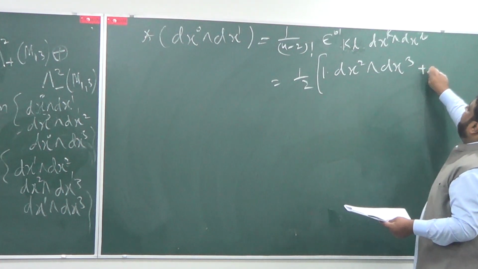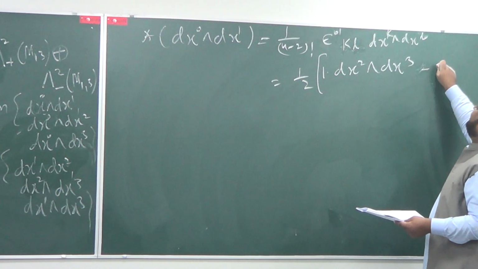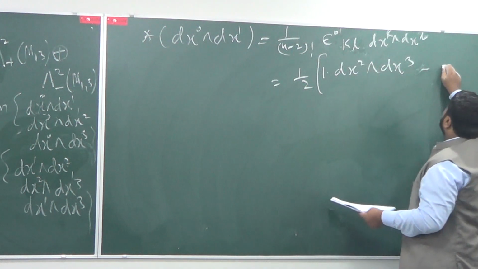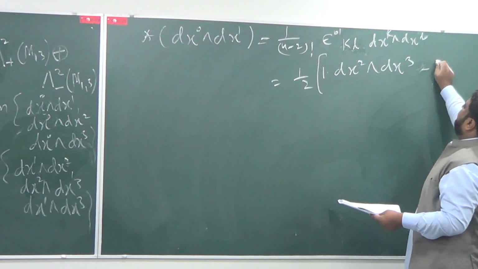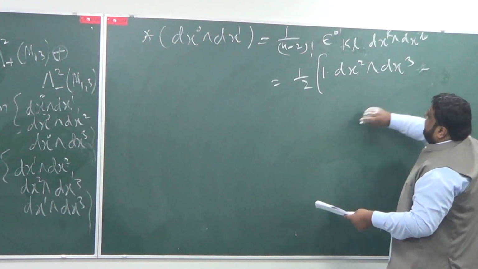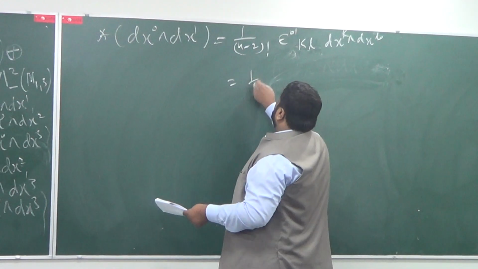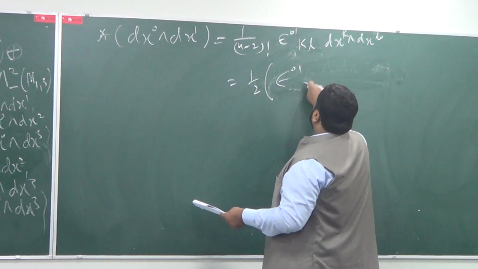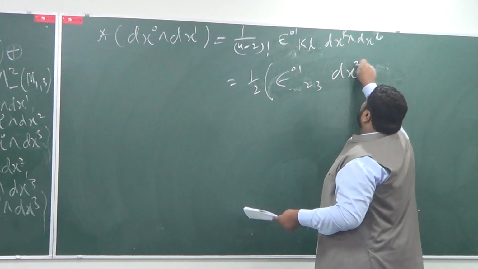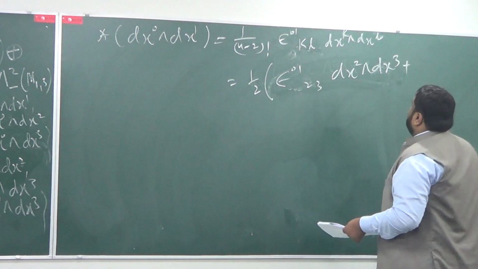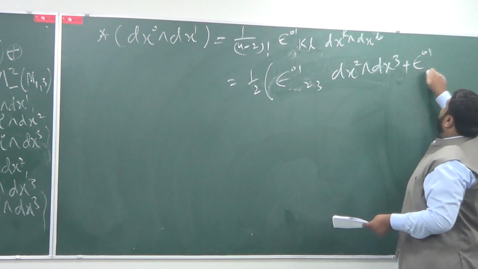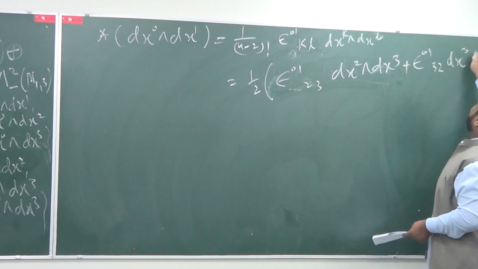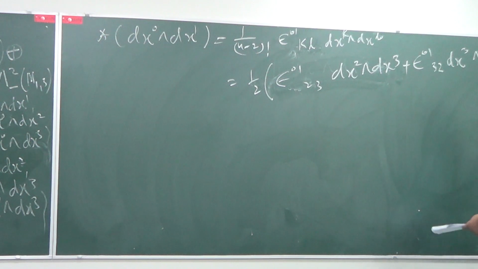Plus, if you have minus, so what are you going to get? If I have epsilon 3, 2 here, so 1 over 2 epsilon 0 1 2 3 and dx2 wedge dx3, plus 1 over 2 epsilon 0 1 3 2 and dx3 wedge dx2. Okay, so you get this.